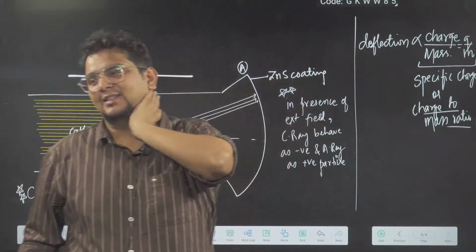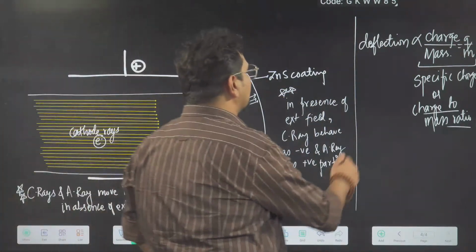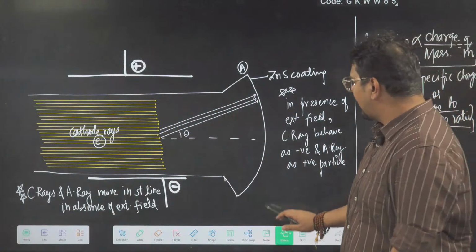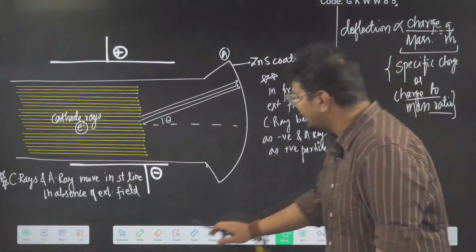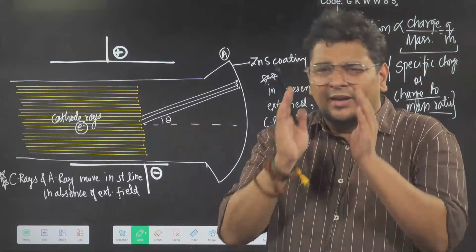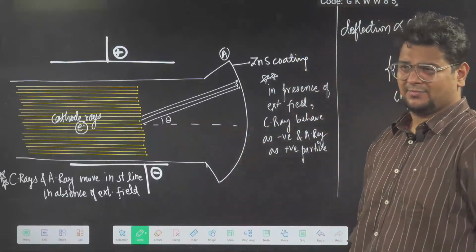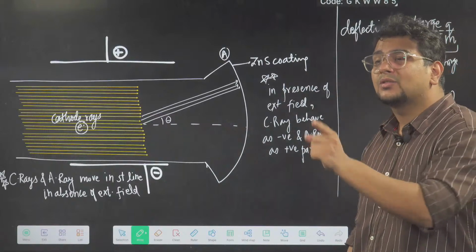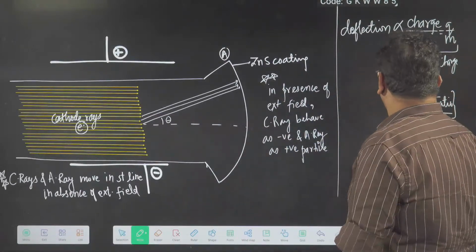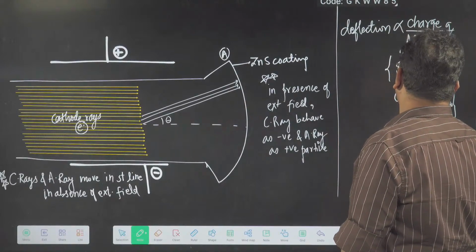Is it clear or not? Charge upon mass, we call it specific charge. All I am trying to teach you is that you already know deflection is proportional to charge by mass. So if you know the deflection, you know the charge to mass ratio also. Second, deflection is also proportional to external field. I think this much should not be a problem.